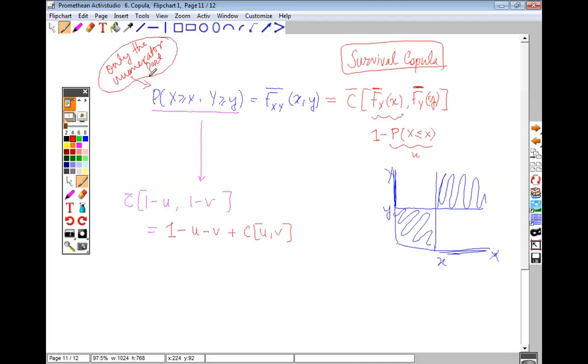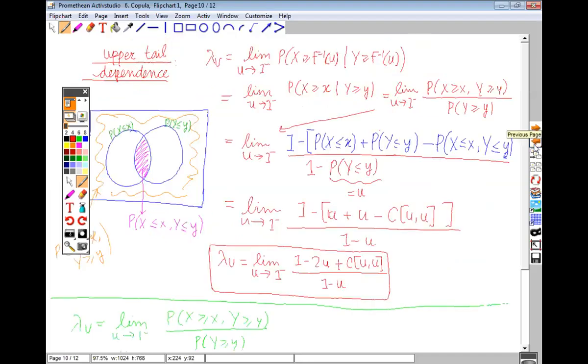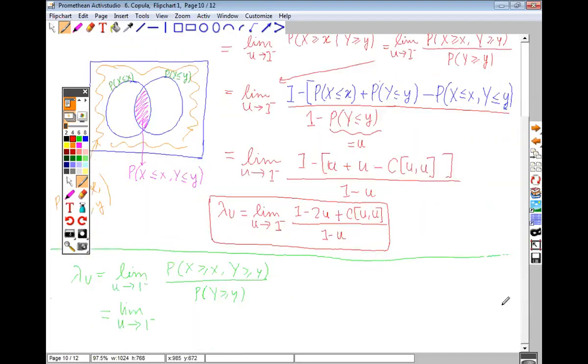So now that I have already defined my survival copula, I will use the same notation to rewrite this numerator here. So what I will get is something like C bar of 1 minus u comma 1 minus v upon 1 minus u. So the denominator is going to still be the same, and only the numerator changes. So remember, what we are doing is we are approaching 1 from below, and again we are still looking at this corner itself.